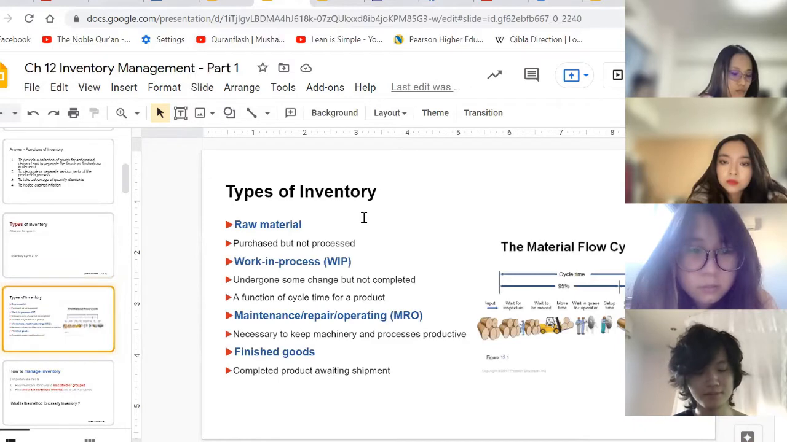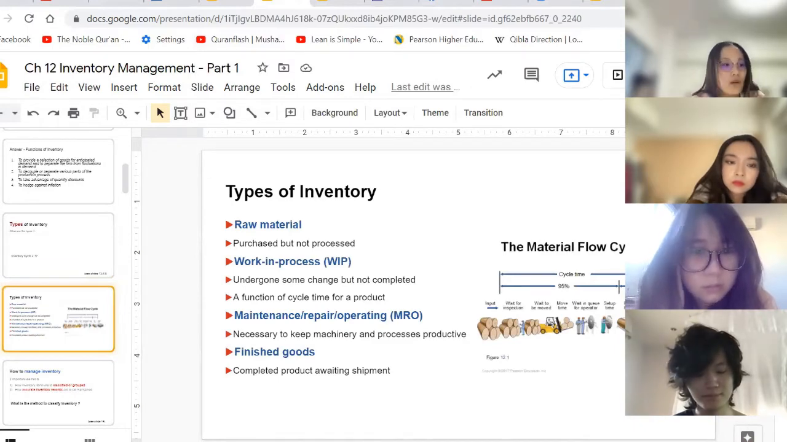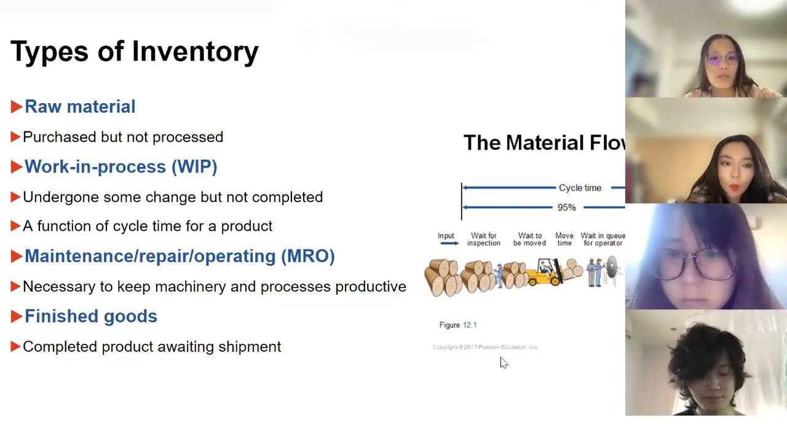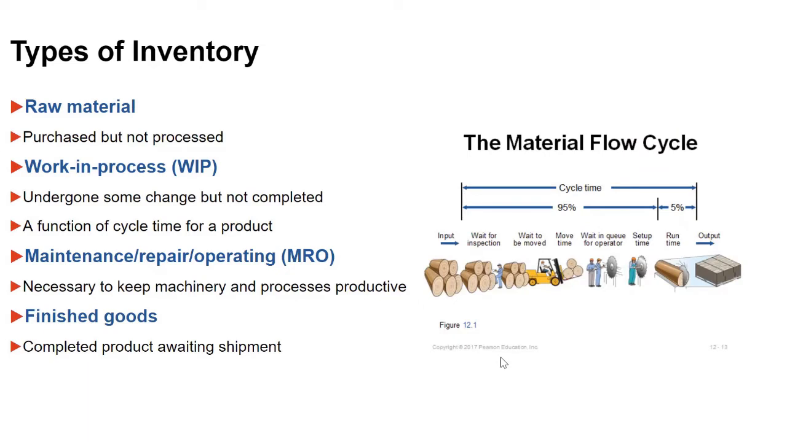So the answer is what you can see in the slides as well. This is part of the material flow cycle or the inventory flow cycle. I just call it inventory, the same thing, material flow. From input, which is the logs, right until the outputs. This 95%, 5% is showing the actual time which is actually productive. The main production is actually the output here.